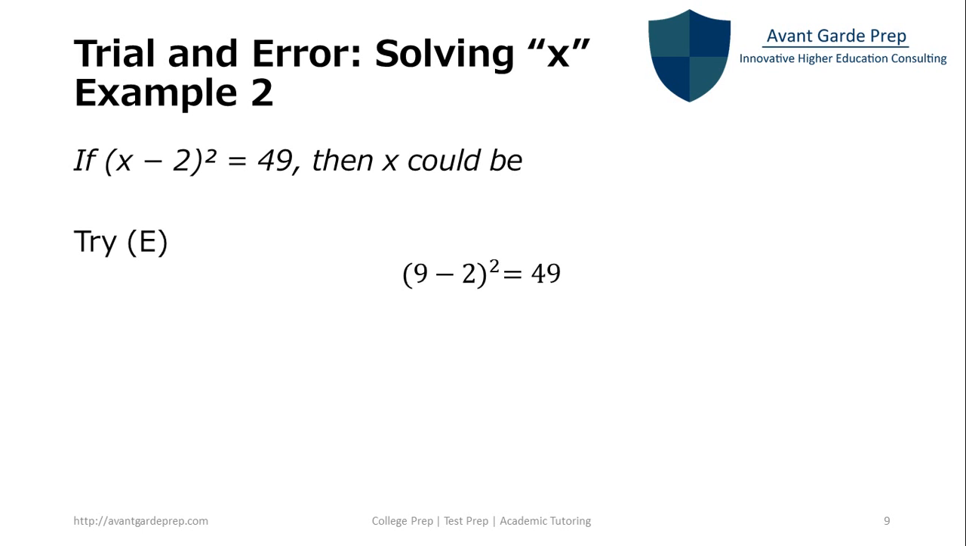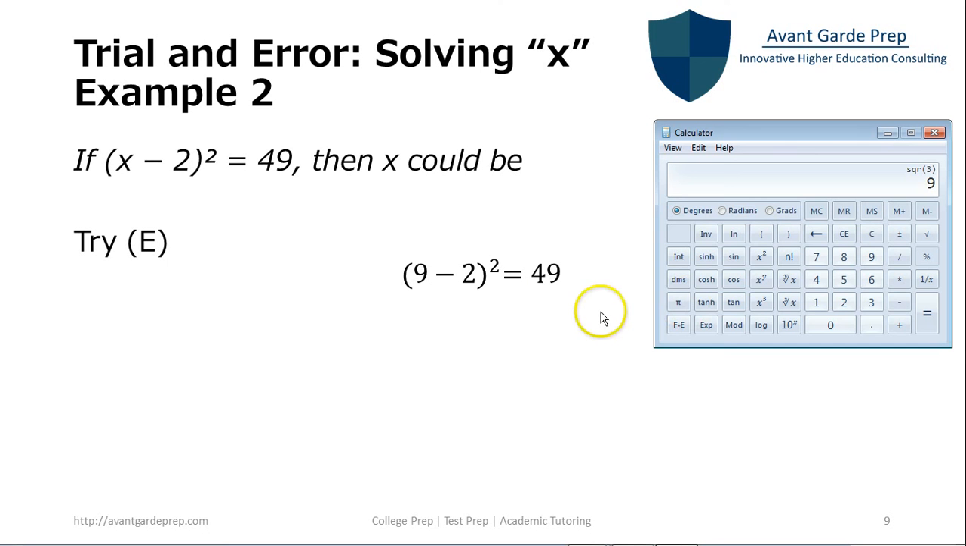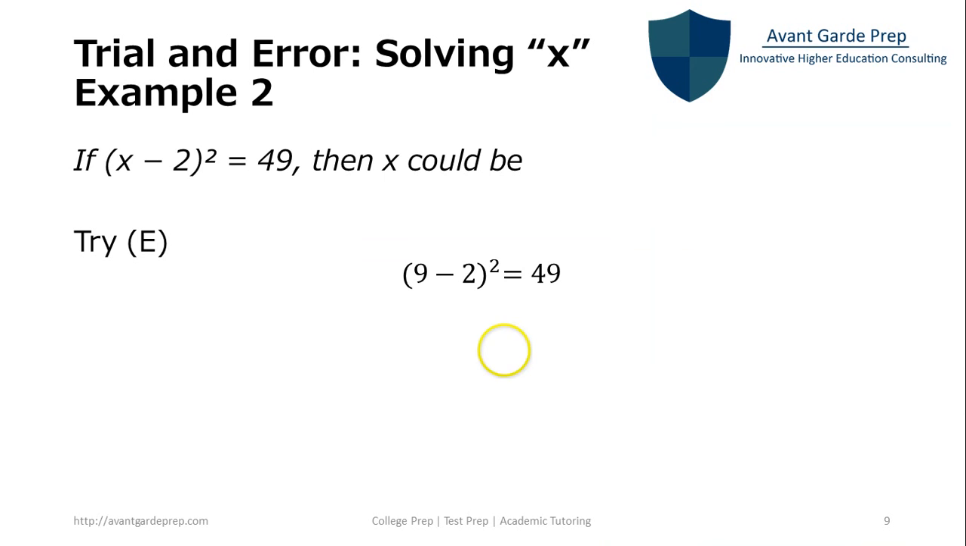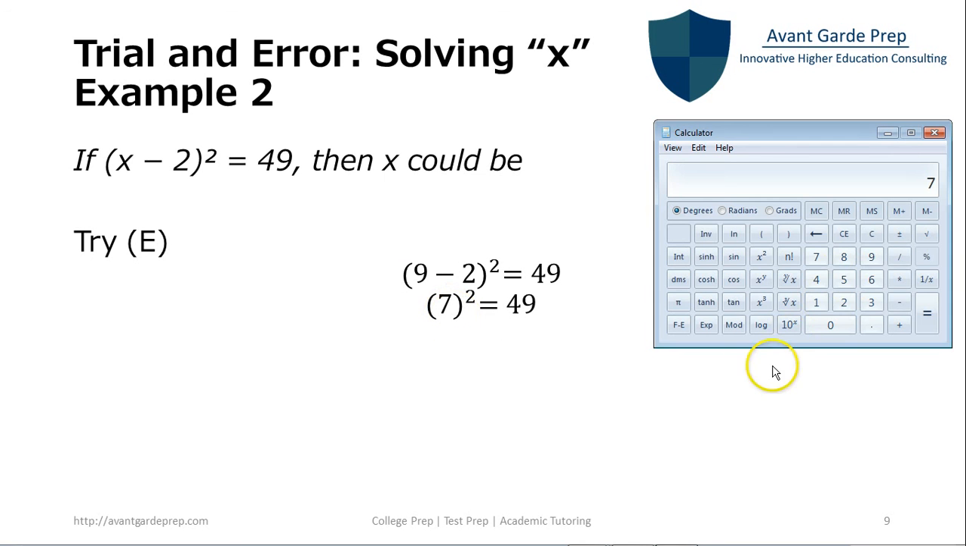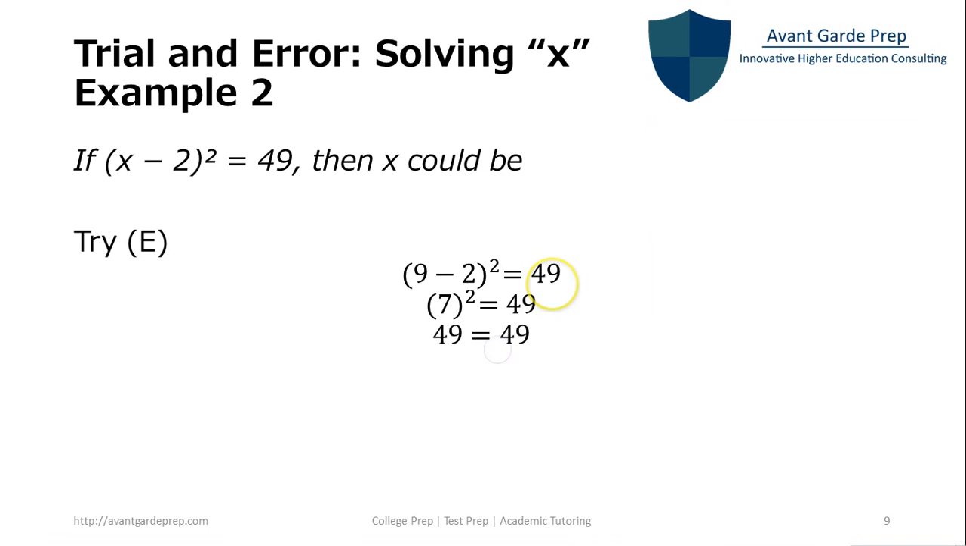So answer choice E was 9. And if we get our calculator out, 9 minus 2 equals 7. So 7 squared, that looks a lot like 49. And sure enough, 7 squared is 49. So E is your answer choice.